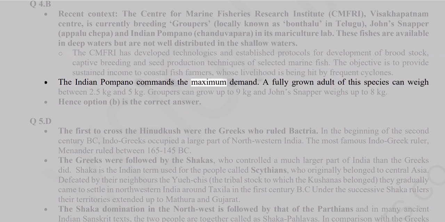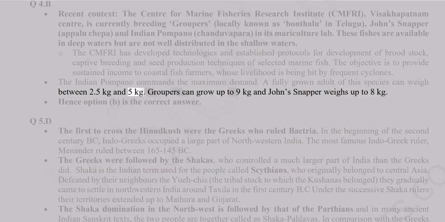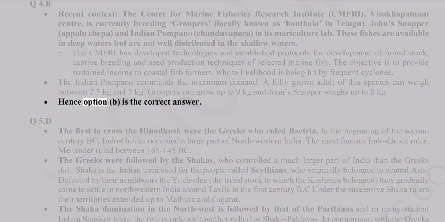The Indian pompano commands the maximum demand. A fully grown adult of this species can weigh between 2.5 kilograms and 5 kilograms. Groupers can grow up to 9 kilograms, and John's snapper weighs up to 8 kilograms. Hence option B is the correct answer.